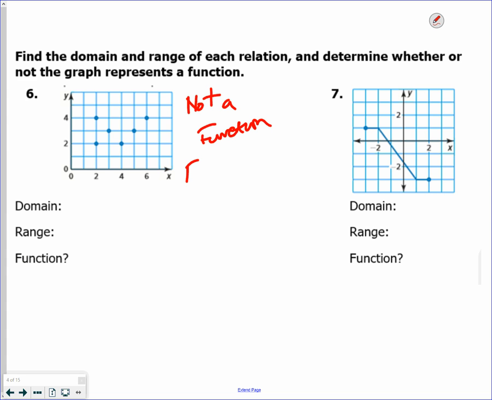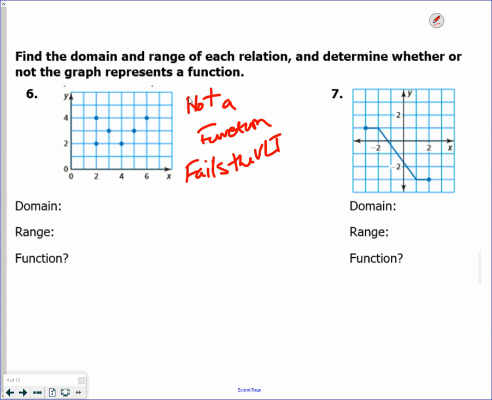Reason: it fails the vertical line test. I'm going to go ahead and circle the 2 points at which it does fail the vertical line test. So it is not a function because it fails the vertical line test. There are 2 points on top of each other, and so therefore that is not a function.